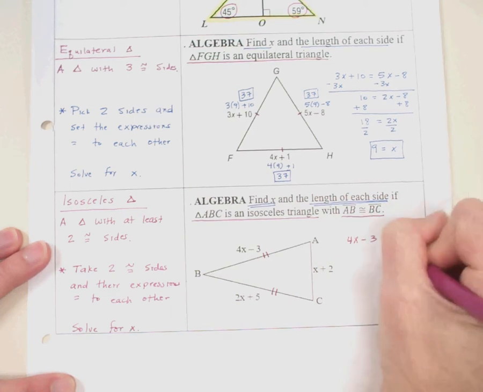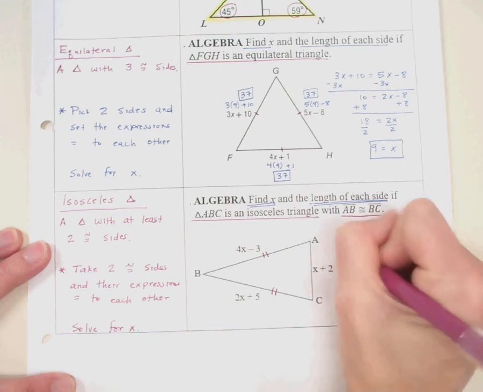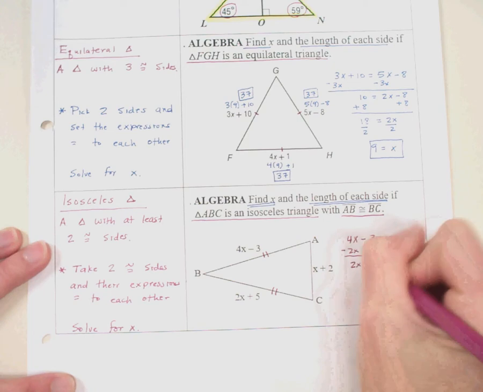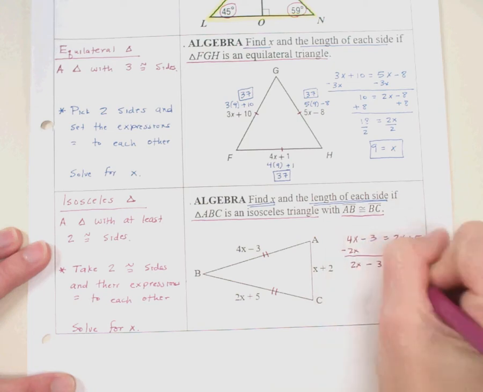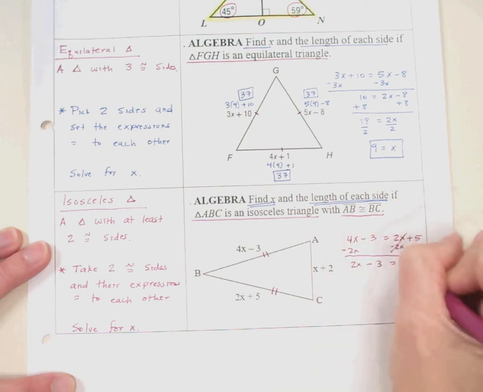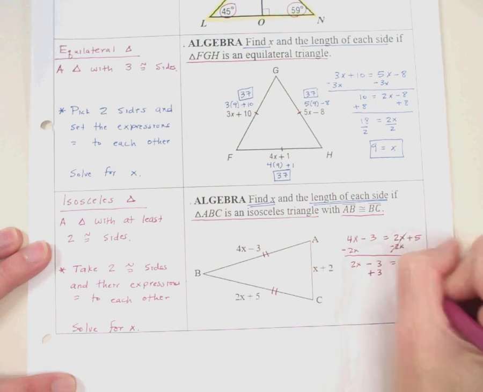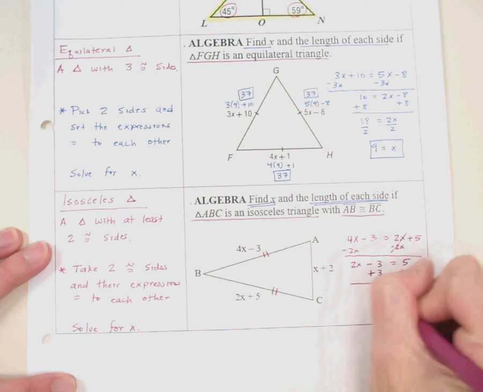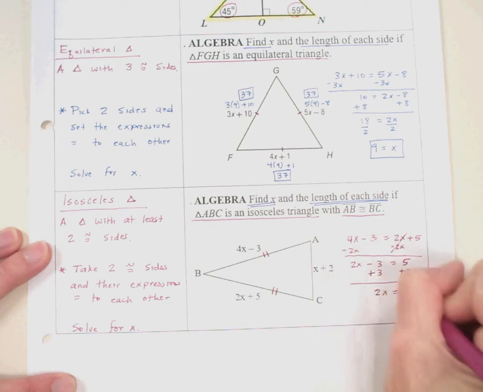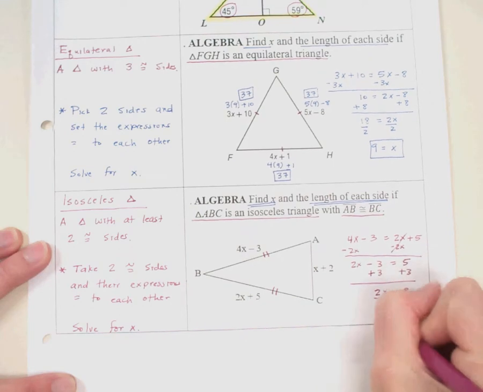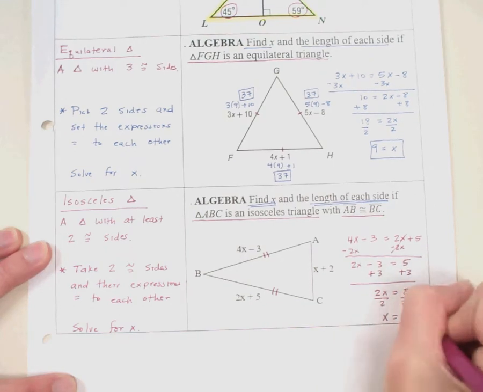I can subtract 2x from both sides. 4x minus 2x is 2x. Bring down the minus 3. And then that's equal to 5. I can add 3 to both sides. 2x is equal to 8. And I can divide both sides by 2, and x is equal to 4.